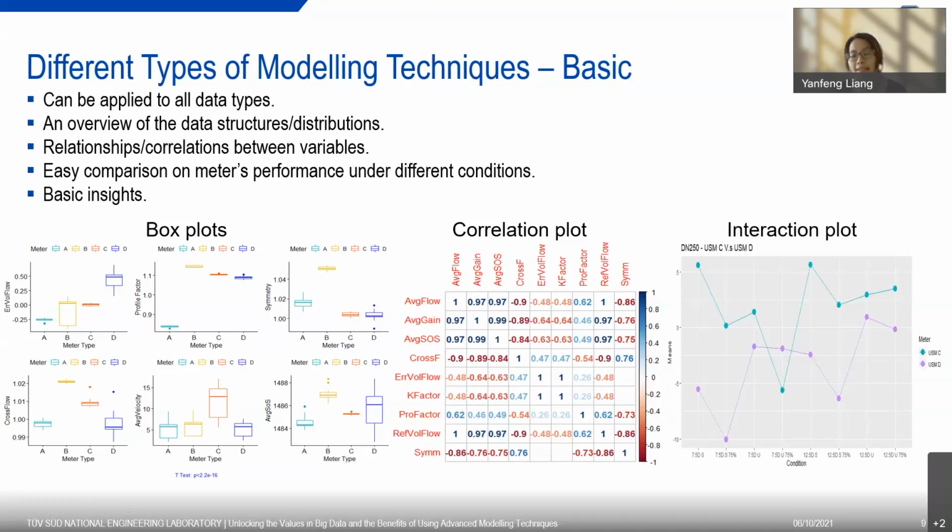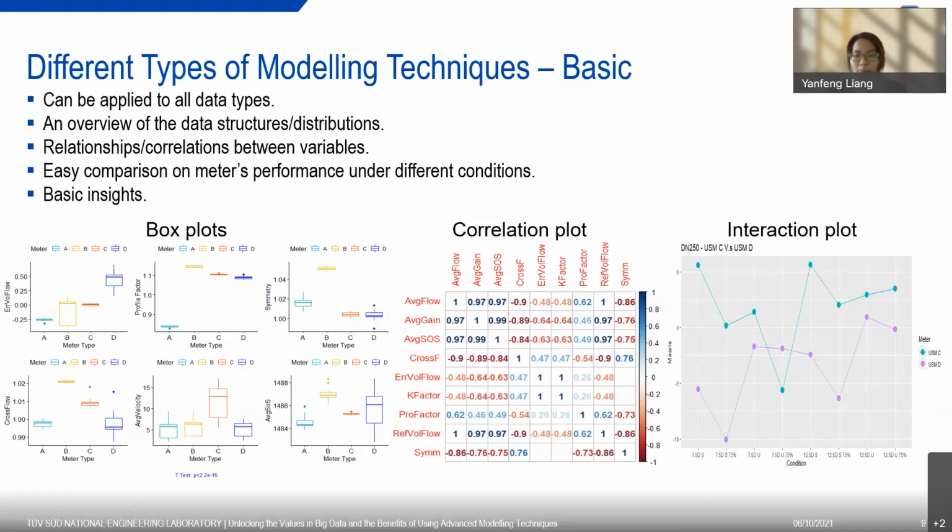The next one is an interaction plot. An interaction plot is used when you wish to measure the degree of impact when you're changing from one operating condition to another condition. In this example here, we have two ultrasonic meters, ultrasonic C and ultrasonic D, illustrated by two different colors of line. On the x-axis, we have 8 different operating conditions, and on the y-axis is the mean value of change.